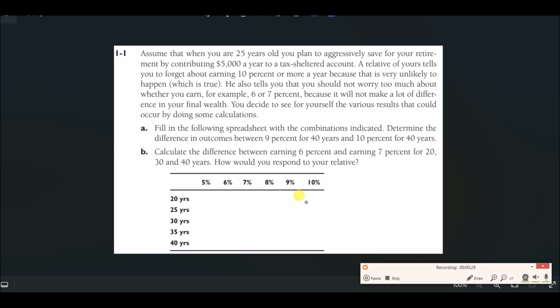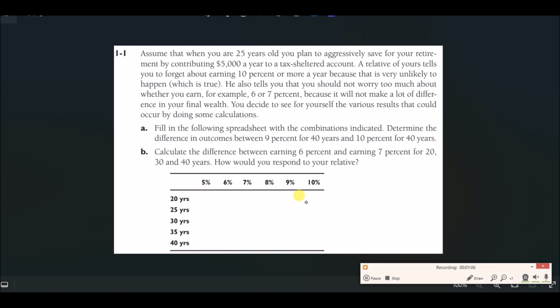A relative of yours tells you to forget about earning 10% or more a year because that is very unlikely to happen, which is true. He also tells you that you should not worry too much about whether you earn, for example, 6% or 7%, because it will not make a lot of difference in your final wealth. You decide to see for yourself the various results that could occur by doing some calculation.